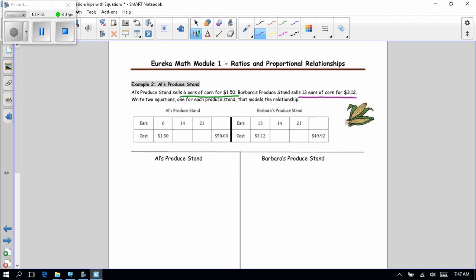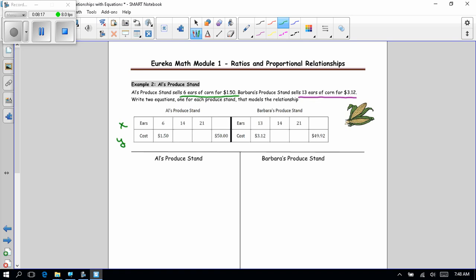So let's just talk about Al's Produce Stand first, right? Let's just deal with everything with Al. We'll deal with Barbara in a minute. All right, so Al's Produce Stand, 6 for $1.50. We already have that in that table, right? So what is his constant of proportionality? Well, cost is Y. The number of ears that you're buying is X, because the cost depends on how many ears of corn you're buying. So we're going to have it set up that way.